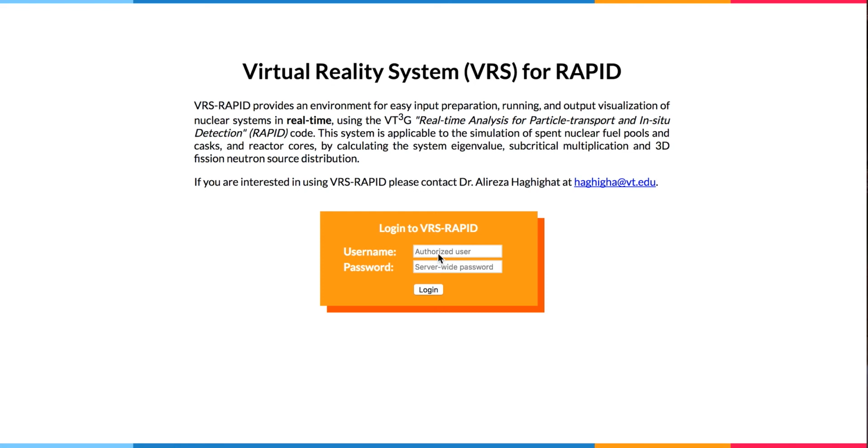Welcome to this demo for the virtual reality system for RAPID. The purpose of VRS-RAPID is twofold. First, for neutronics simulation of nuclear systems, and second, passive in situ detection capability for inspection purposes. VRS-RAPID provides a multi-user environment for real-time collaboration.